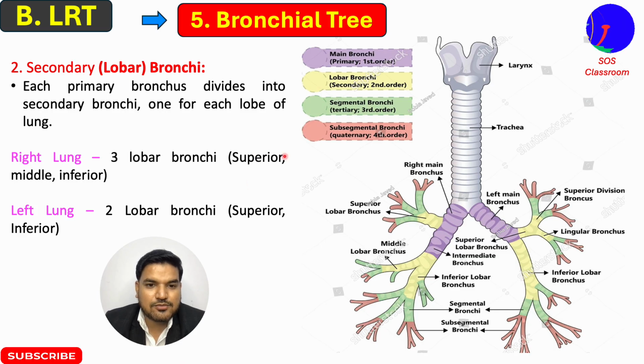Next is the secondary or lower bronchi. Secondary or lower bronchi are the bronchi present in the lobes. So the right lung has 3 lobes and the left lung has 2 lobes. You can see superior, middle and inferior. But on the left side there are only 2, that is the superior and inferior. There is no middle bronchus.